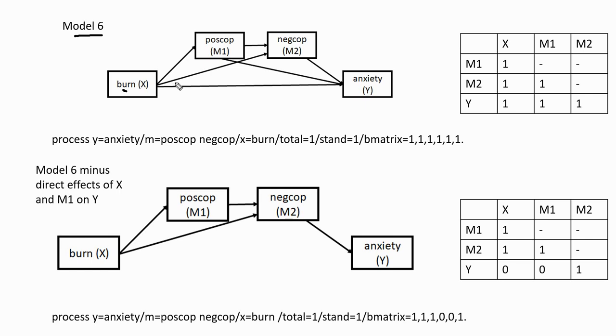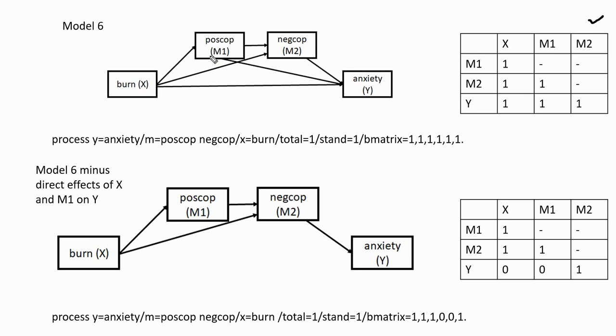So in this case, we have burnout serving as a predictor of positive coping and negative coping and anxiety. But then also we have positive coping predicting negative coping right here. And we have positive coping predicting anxiety and negative coping predicting anxiety right there. So basically, this model is incorporating serial mediation. So let's take a look then at our matrix that we've created right here.